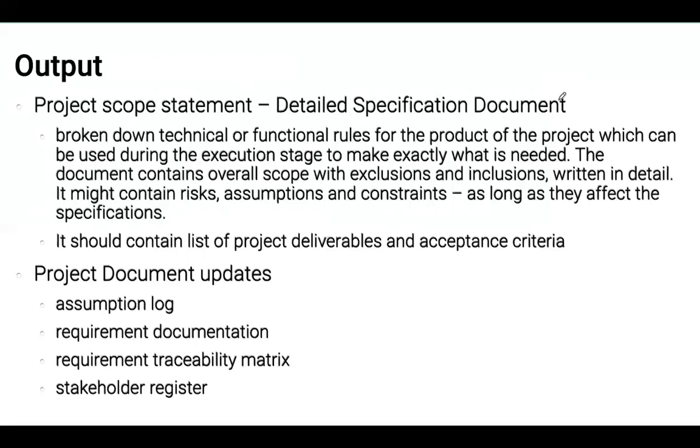We'll have all the exclusions and inclusions in detail. It might contain risk assumptions, constraints, if they affect the specs, and also should contain a list of deliverables and acceptance criteria. So that's nice to know that the scope statement states what we need to achieve, and we update the assumptions. So the assumptions that we had while we were putting together all those technical requirements, we update the requirement documentation in order to indicate how the requirements were used and converted into technical specification.